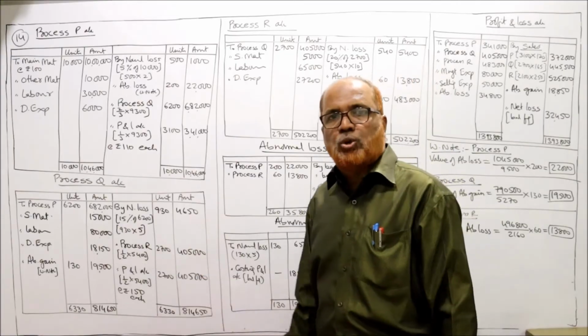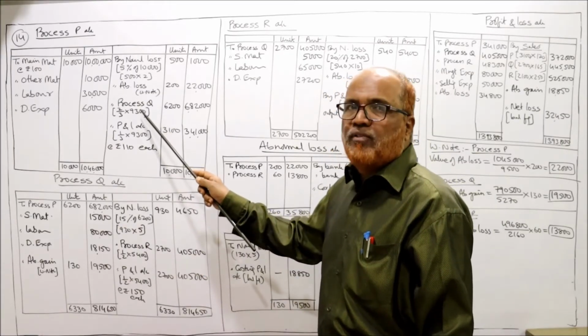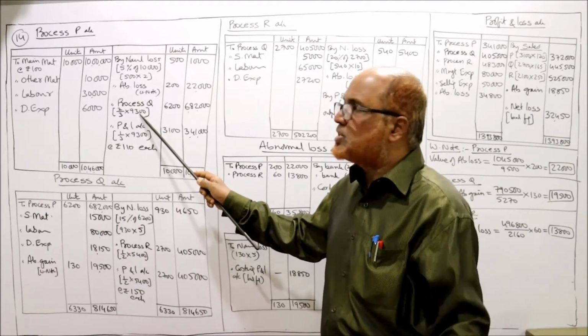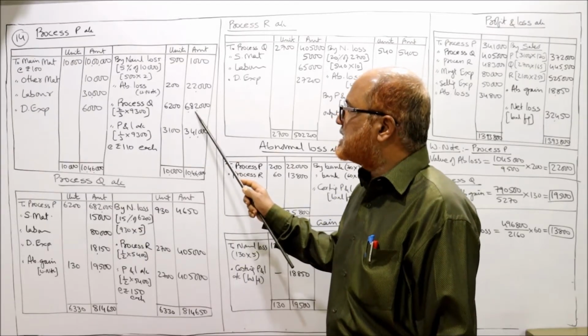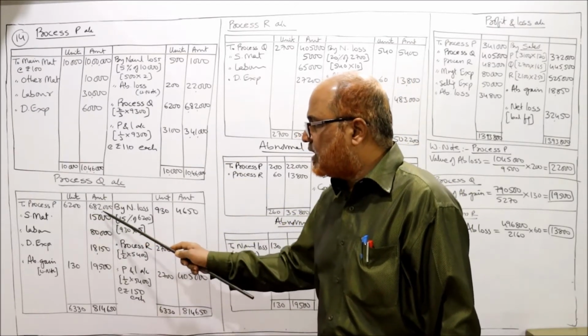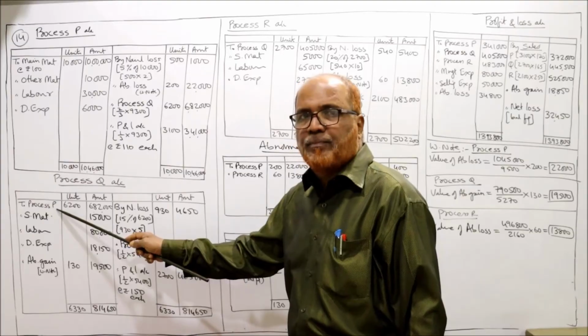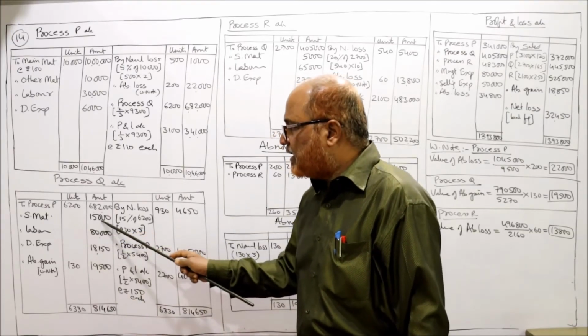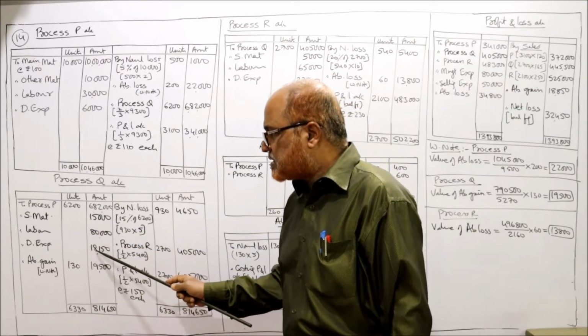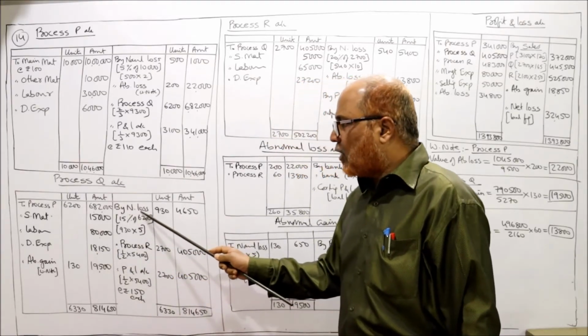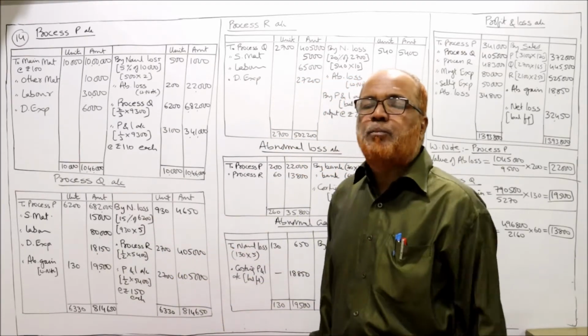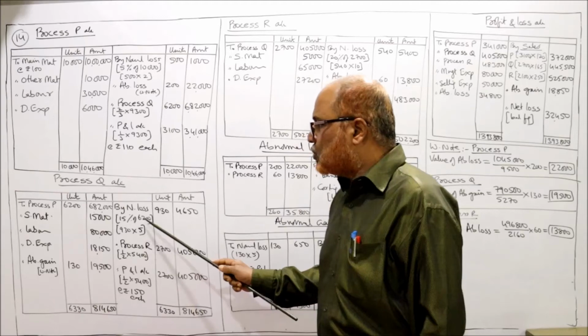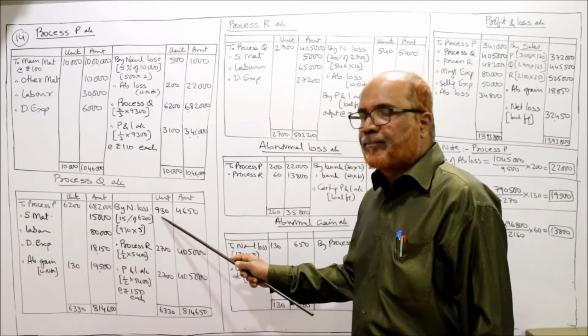Now come to process Q. How much output are we giving to process Q? 6,200, 6,82,000 to process P. This is the input. Add sundry material, labor and direct expenses. Now the credit side, by normal loss. 15% of the input is normal loss. So 6,200 into 15% is 930.